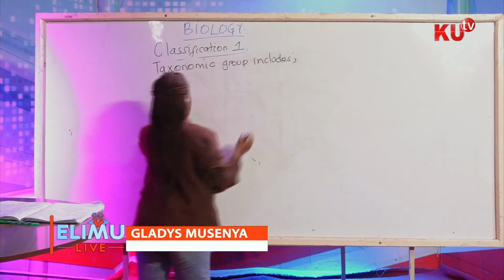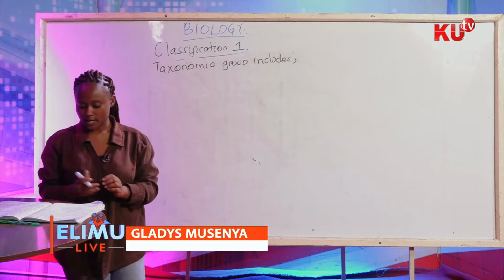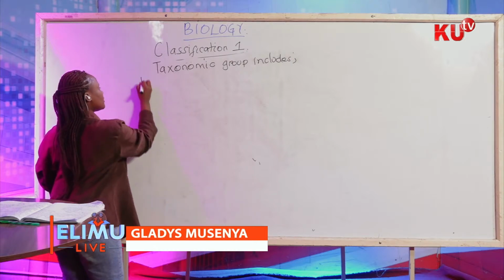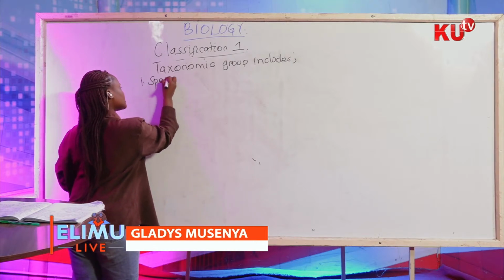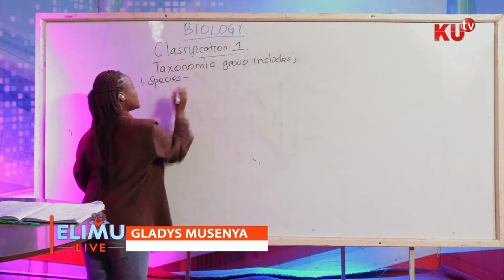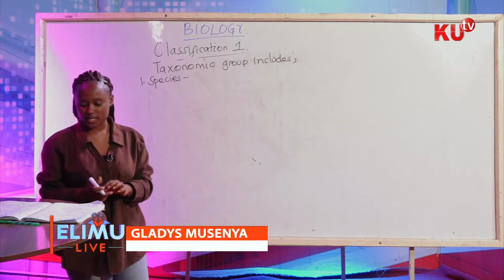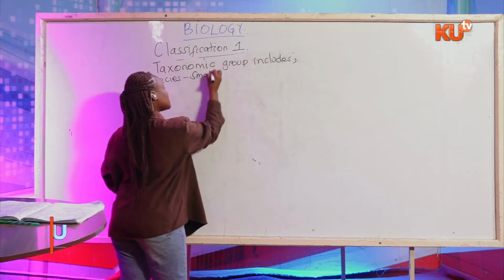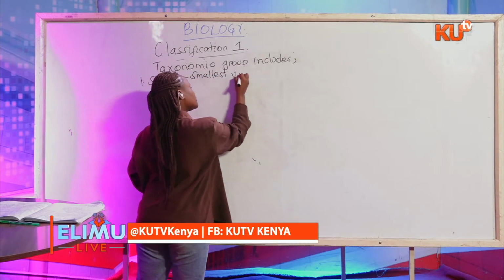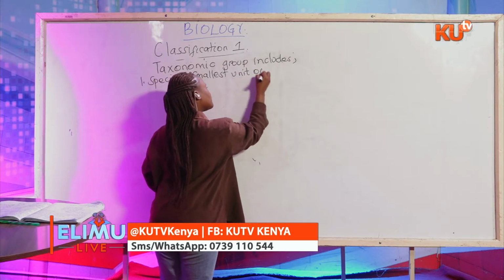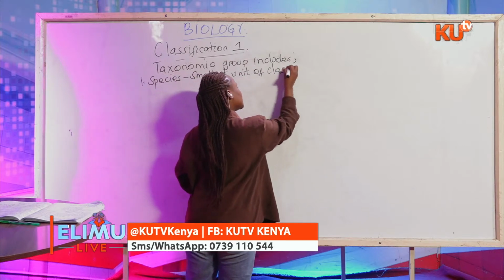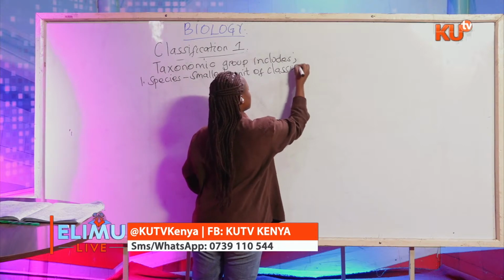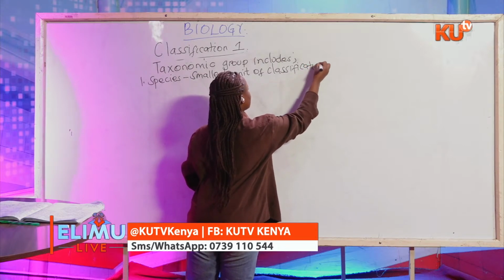We have the taxonomic groups here. Now we have number one, species. This is the smallest unit of classification. Species is the smallest unit of classification.